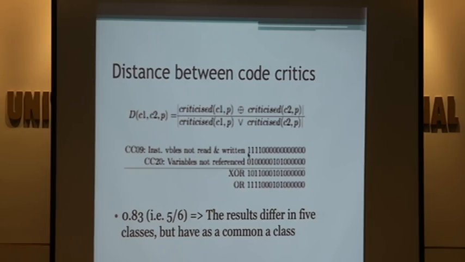So from these 2, I will calculate the XOR and the logical OR. The first one is the distance between 2 code critics for a given package. This is because XOR counts the number of classes where the critics do not occur together, and the OR counts where in at least some entities it will occur. The idea of having this kind of distance is to be able to filter which critics are interesting for me or not.